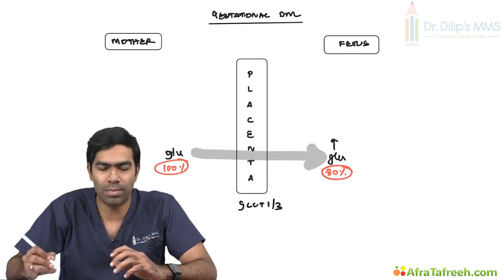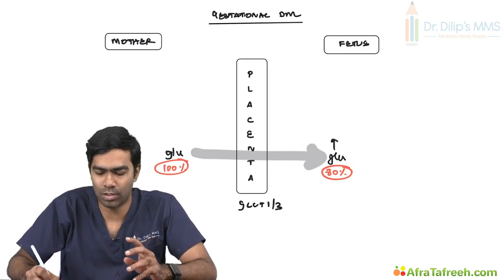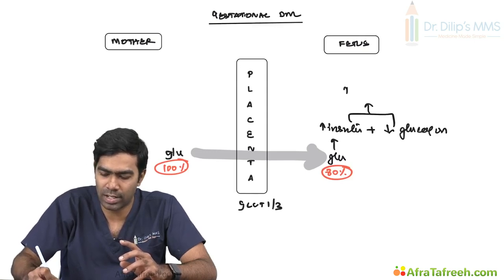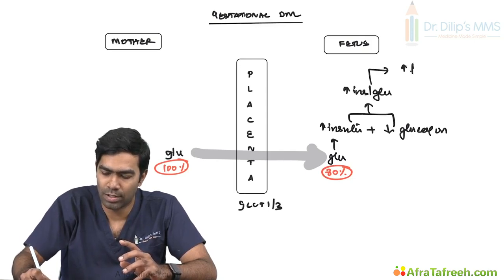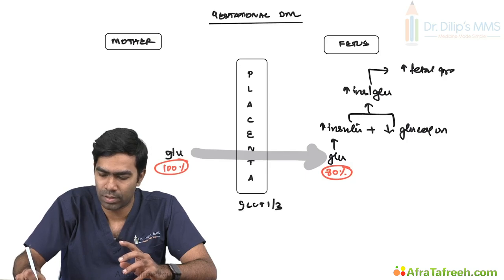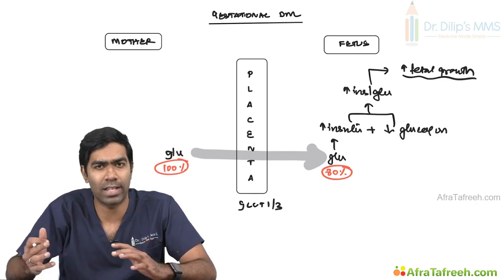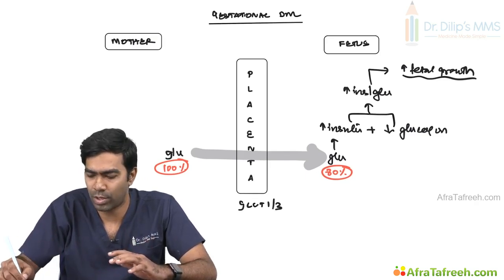And why is this glucose important in the fetus? Because this glucose is going to stimulate the fetal pancreas to produce more insulin. At the same time, it suppresses the glucagon production to an extent, and this will result in an increased insulin and glucagon ratio that is going to promote fetal growth. So, to have sufficient fetal growth, which is accelerated during the second and the third trimester, you need to have more glucose on the fetal side.